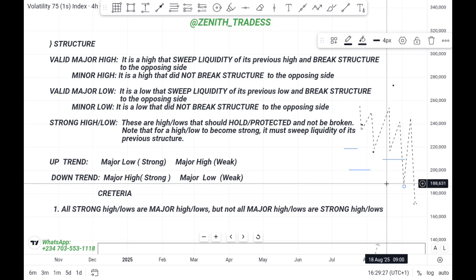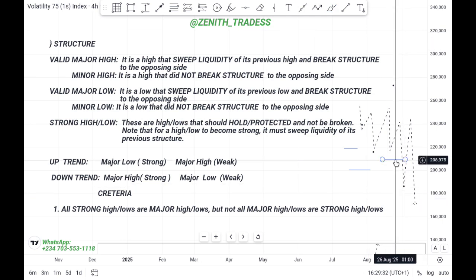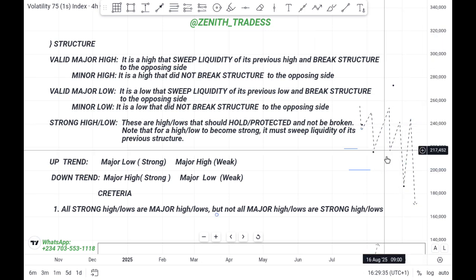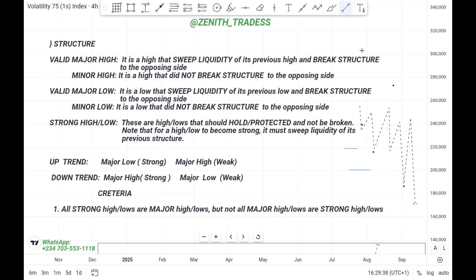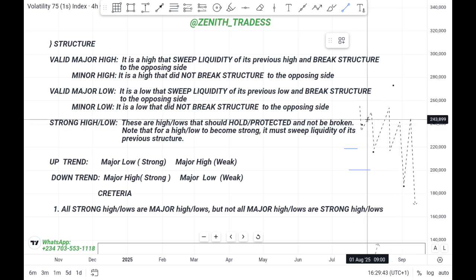So in this case, how many major lows do we have? We have two major lows. Why are they major lows? Because they're able to sweep liquidity of the previous high before moving downward, because this is a bearish trend. So that low is able to sweep liquidity of its previous high before going down.